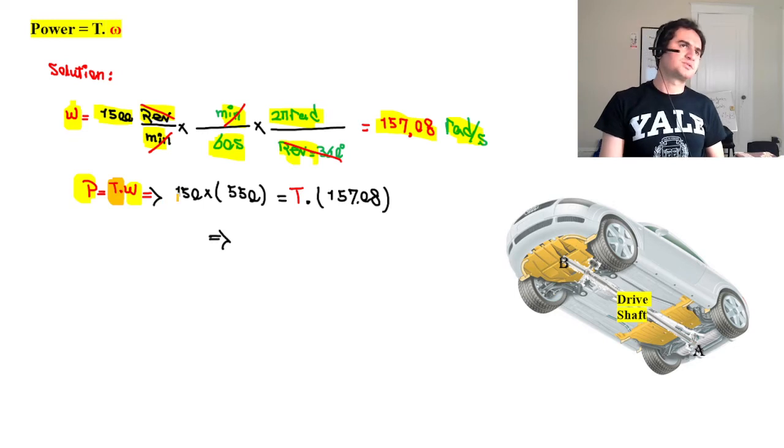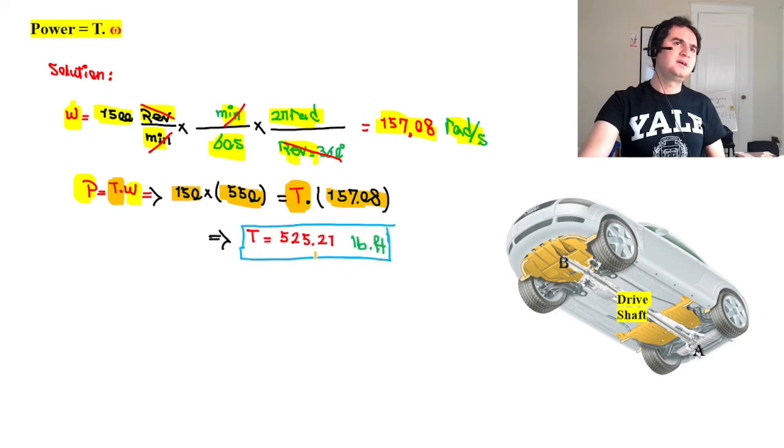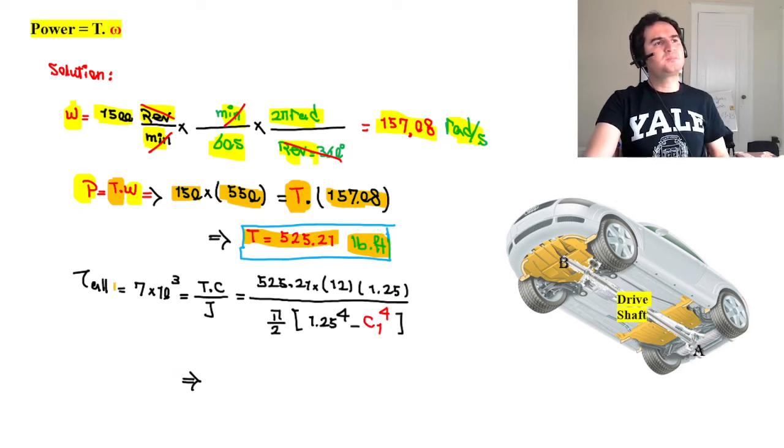torsional torque. So converting 150 horsepower to pound-feet per second, which is multiplication by 550, gives you the torsional torque times the angular velocity. The only unknown here is T, and it gives a torsional torque of 525.21 pound-feet.